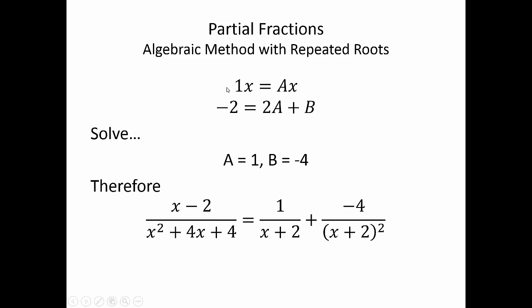Therefore, we wind up with this set of equations, two unknowns, again solve, and we wind up with x minus 2 over x squared plus 4x plus 4 is now equal to 1 over x plus 2 plus negative 4 over quantity x plus 2 squared.